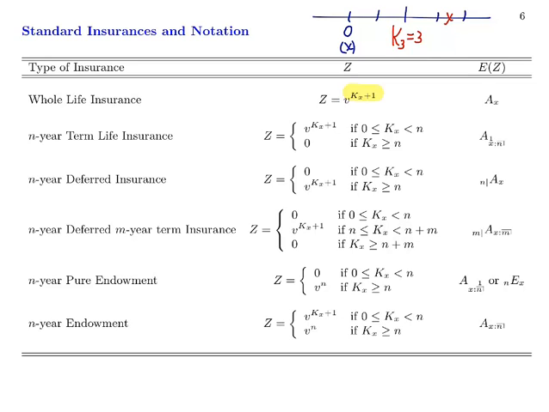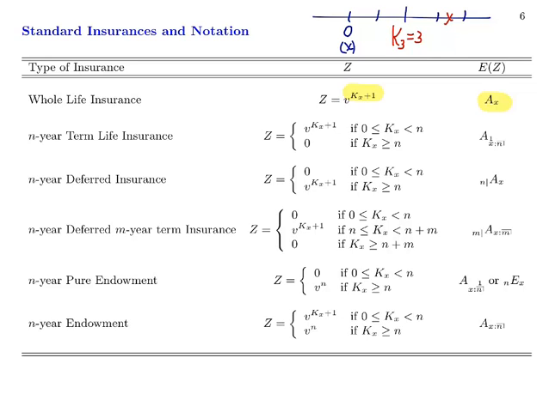The present value of Z, in this case, is denoted by A sub x. So all of these use a capital A, and you can tell what type of insurance product it is by looking at the decorations around A, so subscripts, superscripts, prefixes, etc.